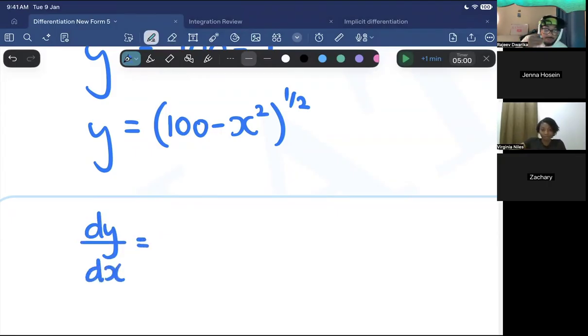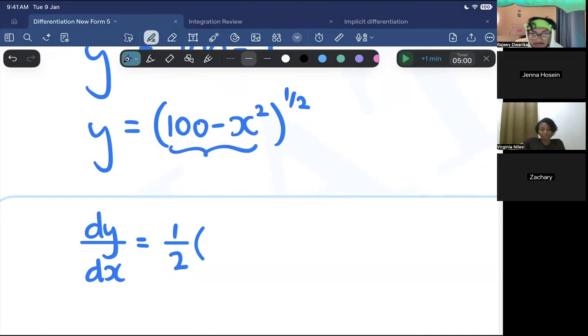So you're gonna pre-multiply by the power. What's the power? A half. Then you're gonna differentiate the inner function. What's the inner function? 100 minus x squared, so that'll be minus 2x. Zachary, differentiate the inside for me.